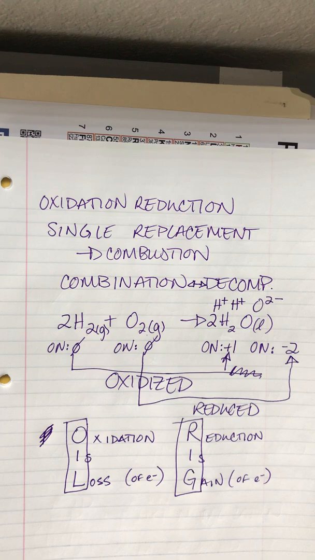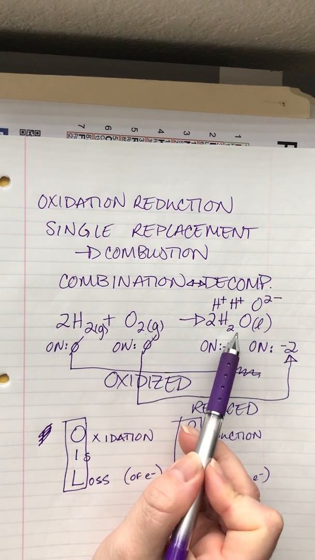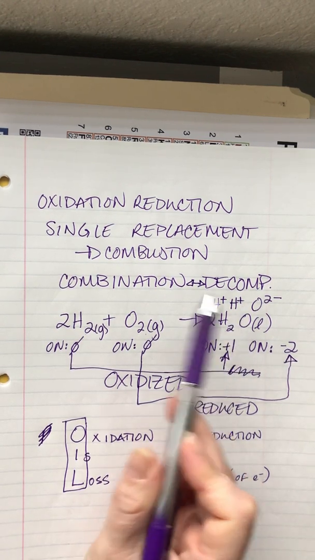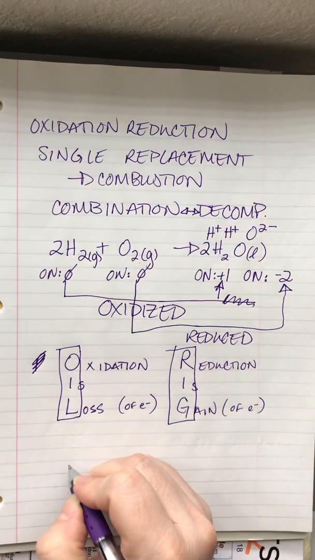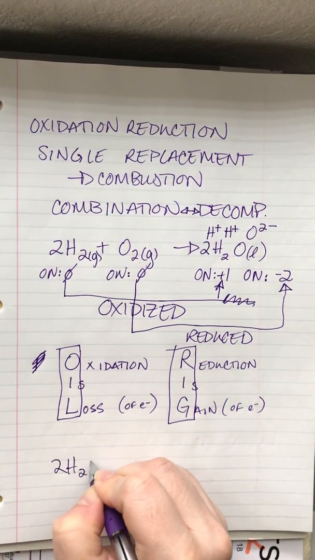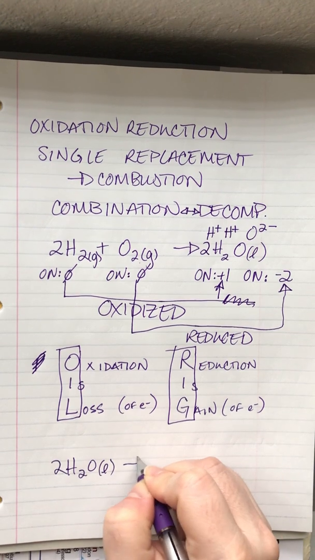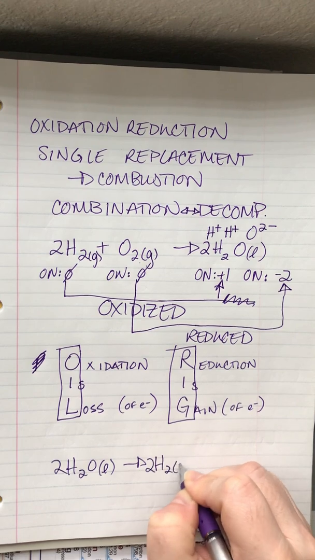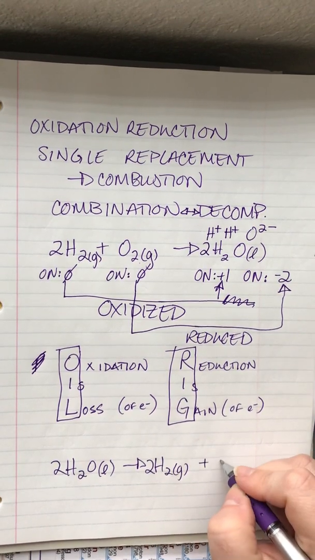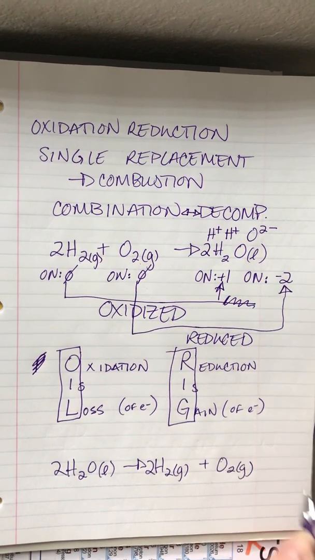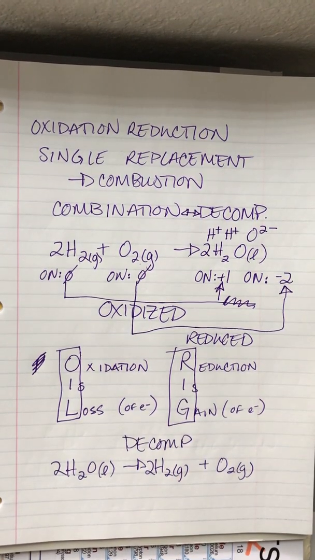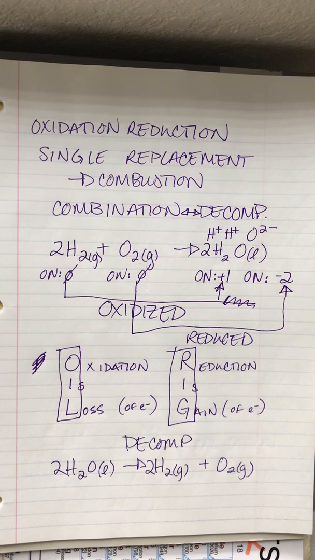Okay. So this would be an example of a combination reaction, right? But if we just flipped the direction, it would be breaking down. Decomposition. This would be a decomposition. Does that make sense, guys?